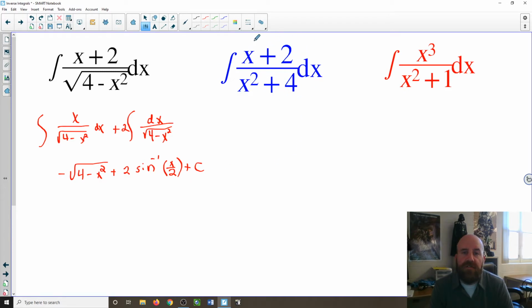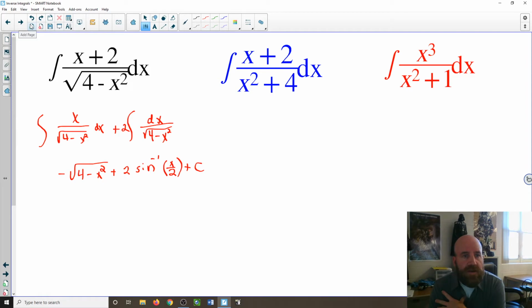Anytime we have two terms on the top and one thing on the bottom, we could split it up into two different integrals. This one we're going to have to recognize that we have a higher power on top, so we're going to have to roll through some long division. So once we roll through the long division, we're going to get a new polynomial, and then we can integrate that. So that's how you would handle those.